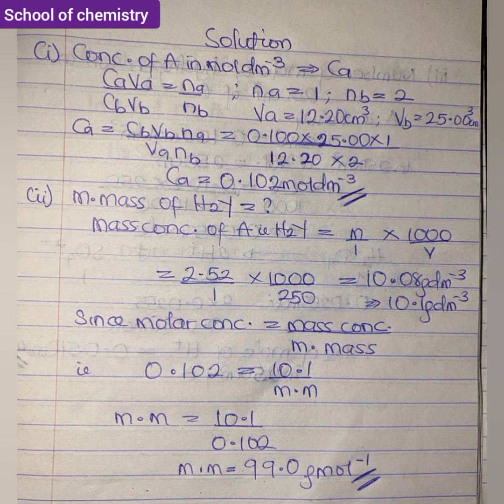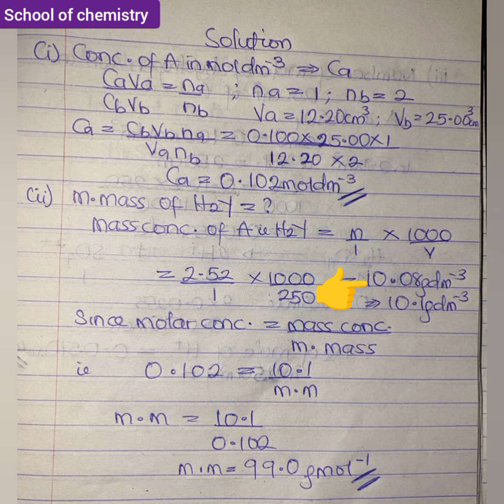So like I said earlier, from what we have, 2.52 grams of A in 250 cm cube solution, we can get the mass concentration. Now you may as well see the formula. The formula for mass conc is mass over 1 multiplied by 1000 over V. The V here is not the titer value. The V actually stands for the volume of the solution that was used, which is 250 cm cube, because that was what was dissolved to make the solution. So my mass is 2.52 multiplied by 1000 over 250. If I do all of it, I will get 10.08 gram per dm cube.